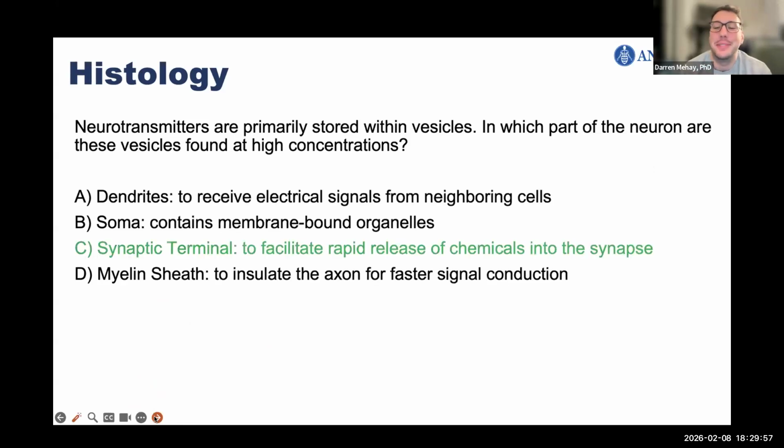So correct, C. The question was about which part the vesicles are going to be stored in. That would be at the synaptic terminal. This is going to facilitate that rapid release of chemicals, whereas the dendrites are receiving the electrical signals from other neighboring neurons. Soma is just the cell body, containing our membrane-bound organelles. And then myelin sheaths are to insulate the axons for faster signal transduction.